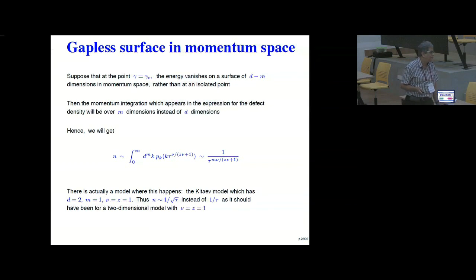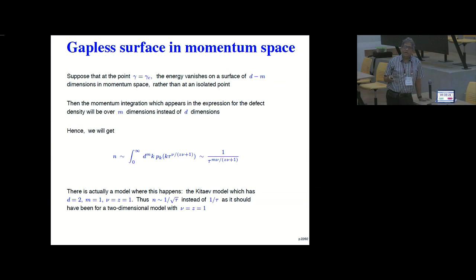Sorry? No, sorry. This is a different M. So this is a case where we are going to discuss a model called the Kitaev model in two dimensions, where D is 2. And there you'll discover that there are gapless phases. And at any point in the gapless phase, the energy vanishes at a line of points in K space. So then M is 1. It basically tells you that instead of the energy vanishing at one point, it vanishes along a line. So D minus M is the number of dimensions in momentum space on which the energy vanishes. It's just an integer.